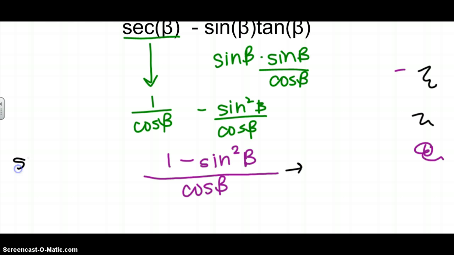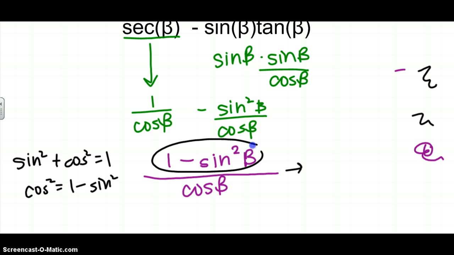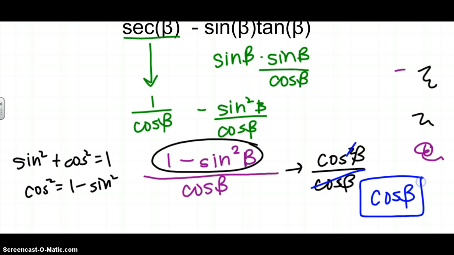Well, just like we did on the first example, sine squared plus cosine squared equals 1. That means cosine squared equals 1 minus sine squared. So I can replace all of this with a cosine squared, all divided by cosine. One of my cosines is going to drop, and I'll be left with just the cosine of beta. Final answer.